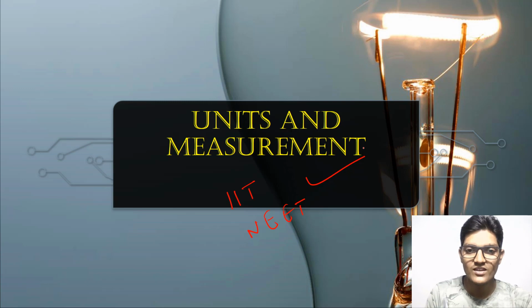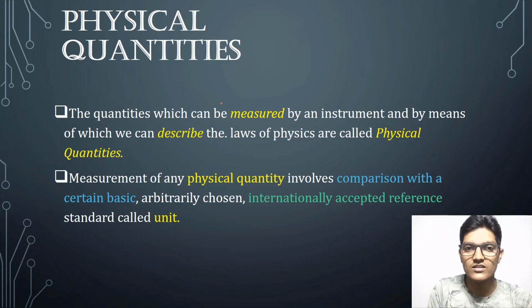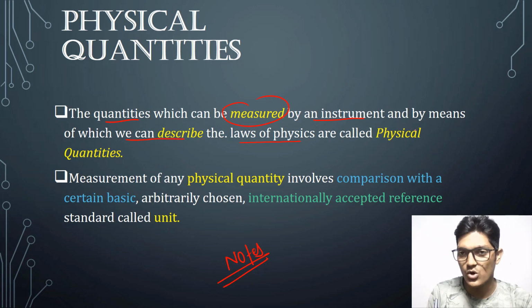Okay, everyone? So first of all, we will discuss here about a physical quantity. So you can see here, and please everyone take the notes. It will be very helpful for you. The quantities which can be measured by any instrument and by means of which we can describe the laws of physics are called physical quantities.